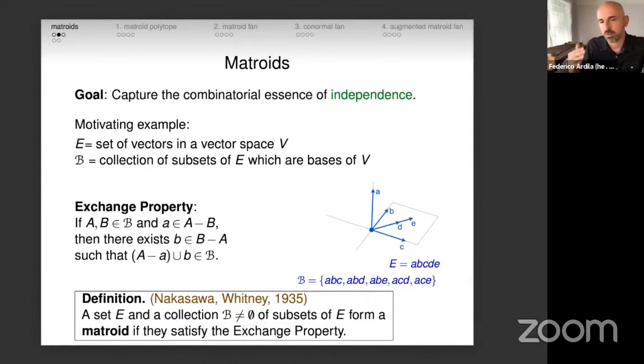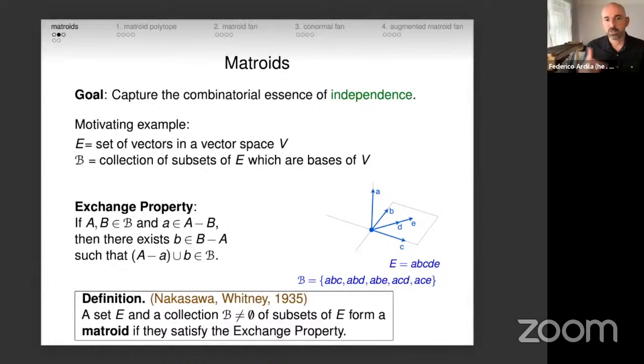And so the question is, since we're in R3, what are the triples of vectors that are a basis of R3 in this collection? And if you do this, you see, well, if you want to make a basis, you better choose A if you want to span the whole set. You better not choose D and E because they're multiples of each other. And out of the other ones, you can choose any pair. And so basically, these are the possible bases that you can form: ABC, ABD, ABE, ACD, ACE. So this collection of bases is going to form the matroid of my collection E.